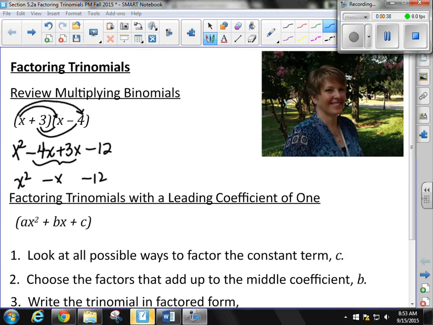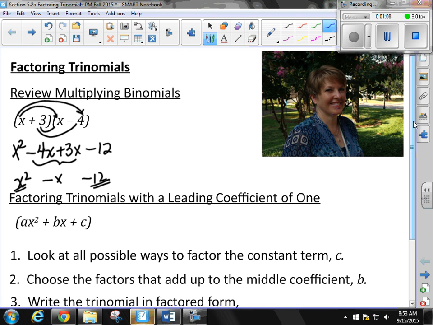So when we talk about factoring trinomials with a leading coefficient of 1, we're talking about a trinomial like this, where the first term is x squared. And the way we got x squared is that we multiplied the first term in each set of parentheses. X times x gives us x squared. And the negative 12 came from the last two things in the parentheses. 3 times negative 4 is negative 12. And our middle term came from adding the outside and the inside terms.